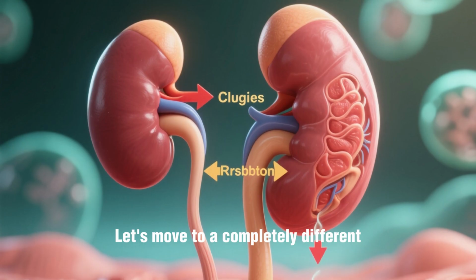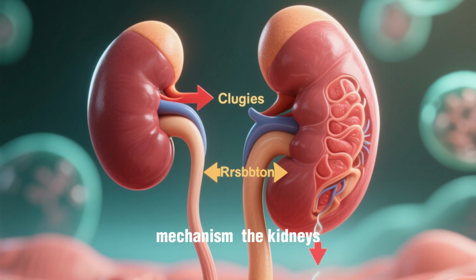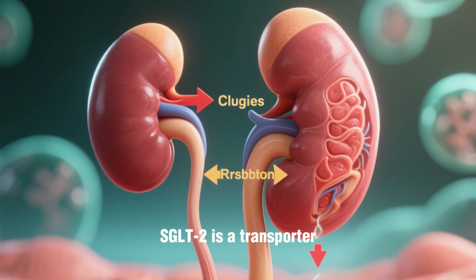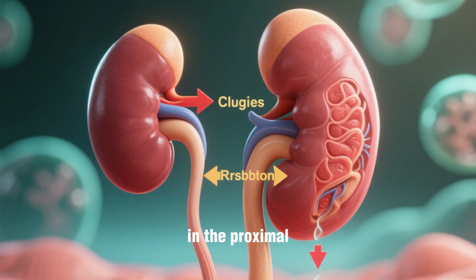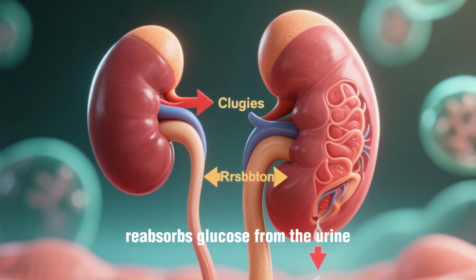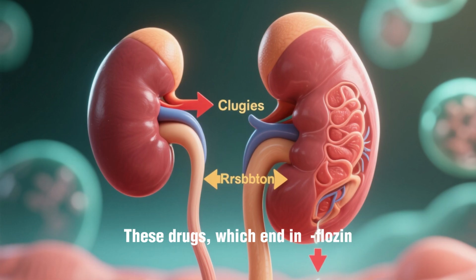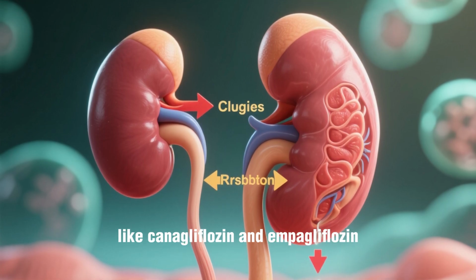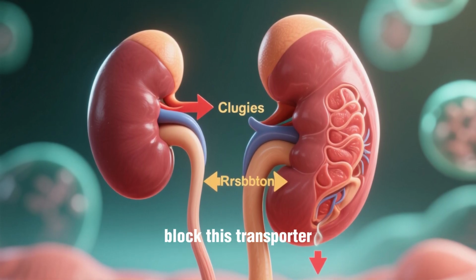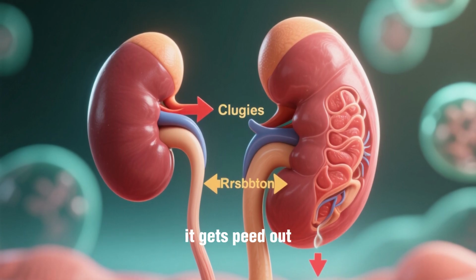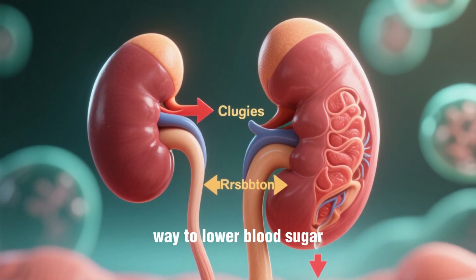Let's move to a completely different mechanism, the kidneys. This is where the SGLT2 inhibitors come in. SGLT2 is a transporter in the proximal tubule of the kidney that reabsorbs glucose from the urine back into the blood. These drugs, which end in -flozin, like canagliflozin and empagliflozin, block this transporter. So, instead of glucose being reabsorbed, it gets peed out. It's a pretty clever way to lower blood sugar.